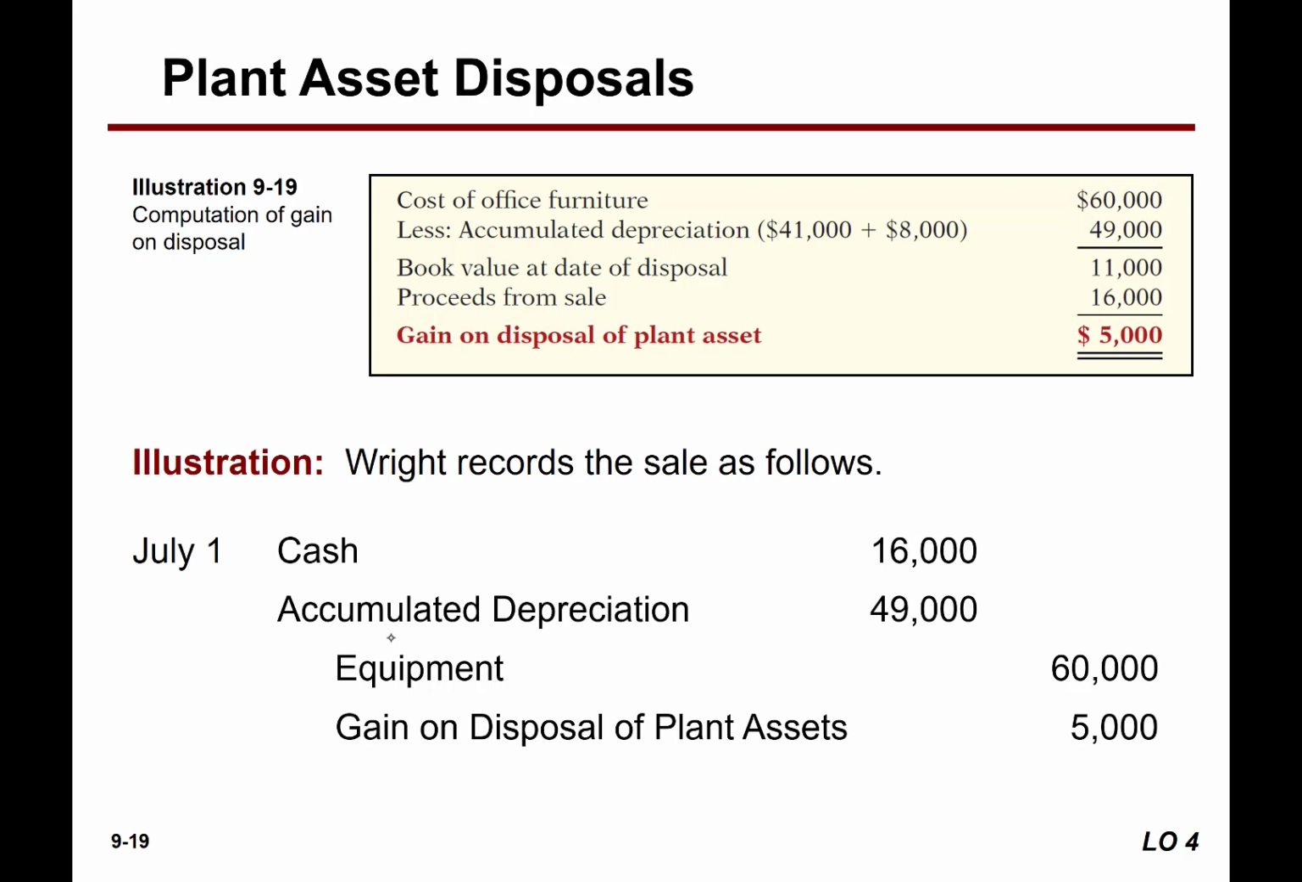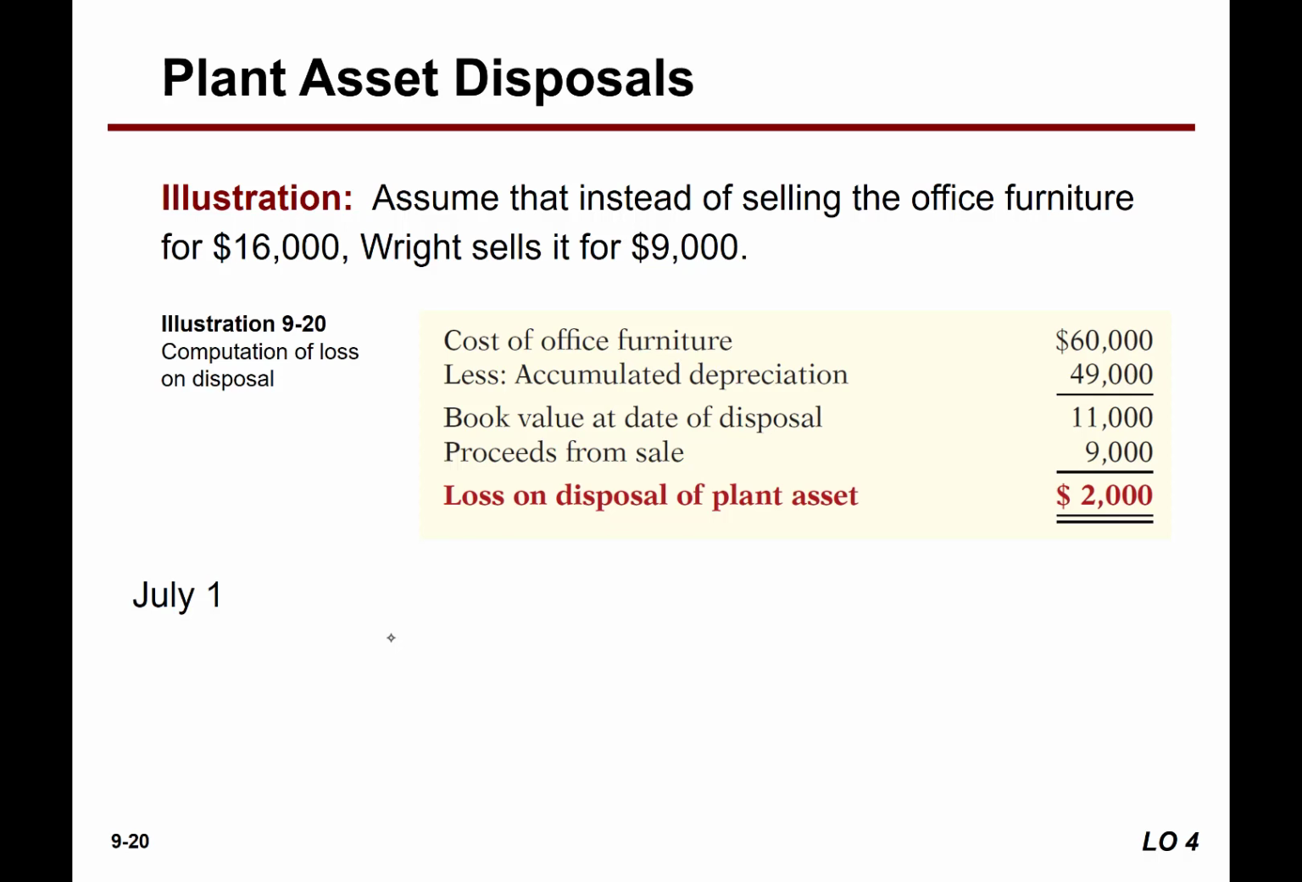Okay? Good. Now you come over, and in this case, they sold the office furniture for $16, and assume instead of selling it for $16, they sold it for what? For $9 now, right? So the proceeds are $9. Again, $60 was the cost, $49,000 accumulated depreciation, $11,000 the book value. Proceeds from sale is $9. We have a loss, don't we?